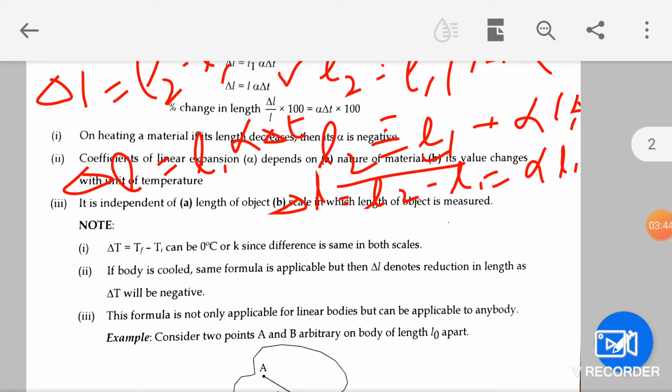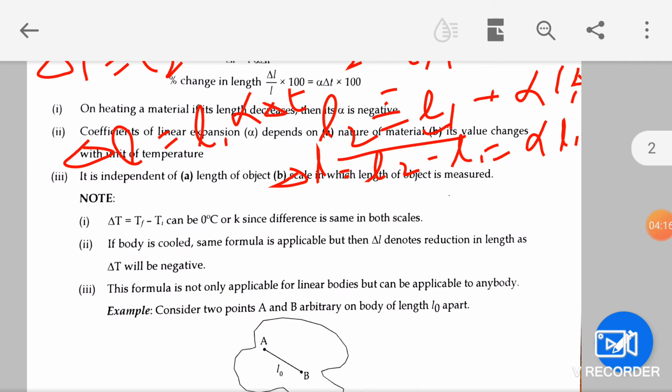The coefficient of linear expansion, alpha, depends on the nature of the material, whether it is a metal or non-metal, and its value changes with the unit of temperature. It is independent of the length of the object. Whatever the length is, alpha does not depend on the length of the object and the scale in which the length of the object is measured. So that was thermal expansion.